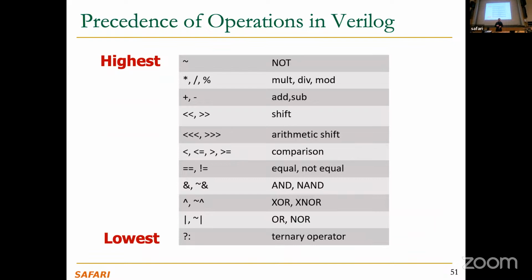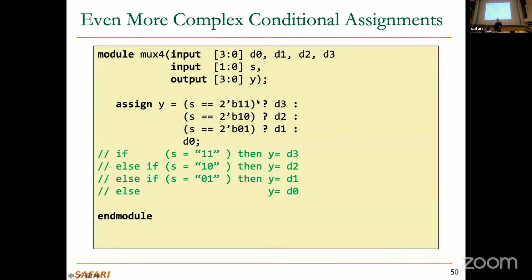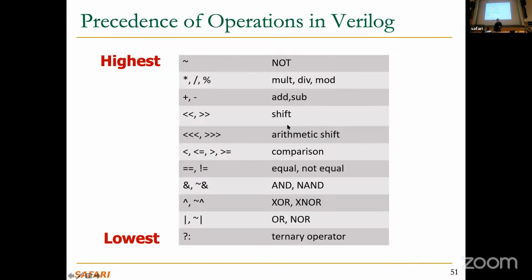This is highest and lowest. It's kind of like C, but of course, C doesn't have all of these operators. But you can see some of the operators over here that exist in Verilog. This is arithmetic shift. There are comparison operators, as you see, equality operators, and NAND, etc. Lowest is the ternary operator. That's what we used over here. So the lowest priority is the ternary operator. That's why this works. And the highest priority is NOT, as we alluded to earlier.